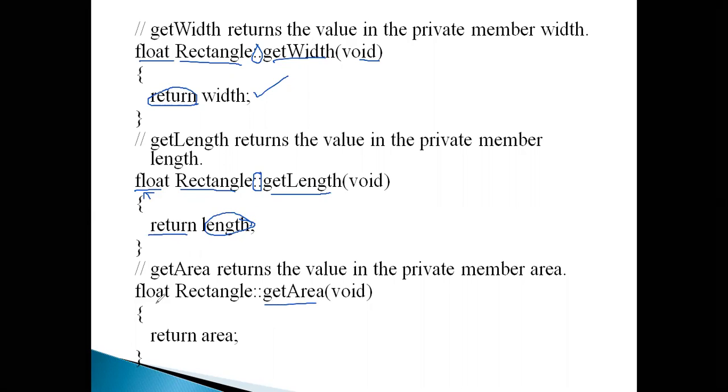And then the get area function, same as before. It is returning float data type. The function is in the rectangle class, and I am asking for the function by means of the scope resolution operator. Why? Because get area is in the rectangle class. So it is returning a value, so I must specify a return statement. What it is returning means it is returning area. So this is the way we define the member functions outside of the class.